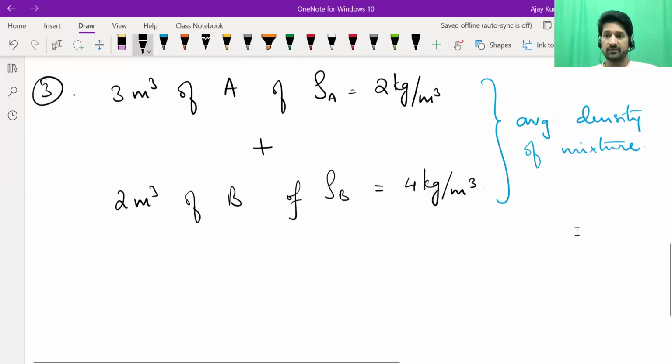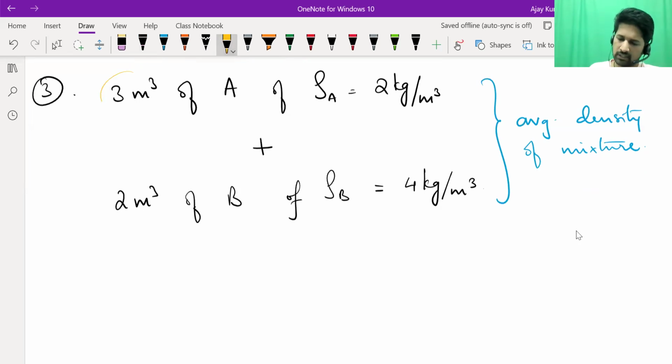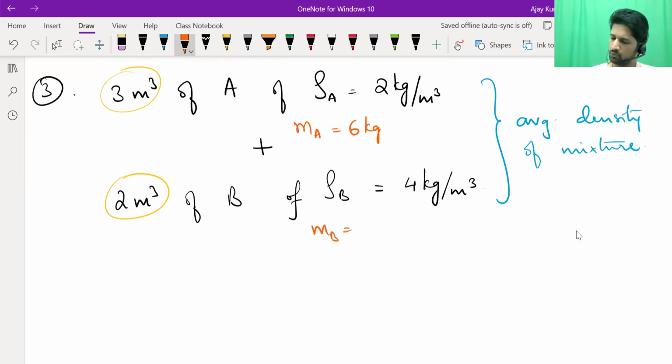Now we need to calculate the average density of this mixture. That is nothing but total mass by total volume. Total volume, 3 meter cube plus 2 meter cube, that is 5 meter cube. Total mass you need to calculate. Density is mass by volume, so mass becomes density into volume. The mass of material A is 2 into 3, that is 6 kg. And mass of material B is 4 into 2, 8 kg. Therefore, total mass becomes 14 kg divided by volume 5. The answer is 2.8 kg per meter cube.